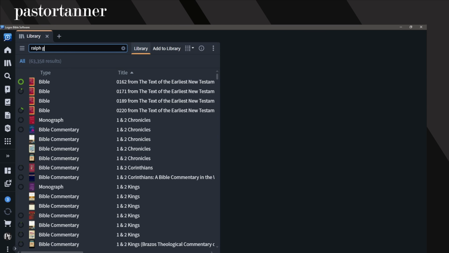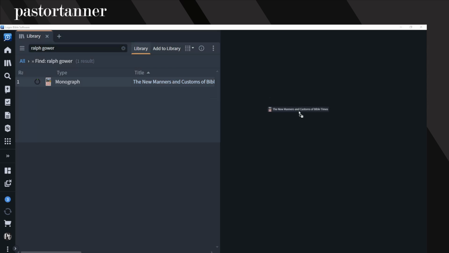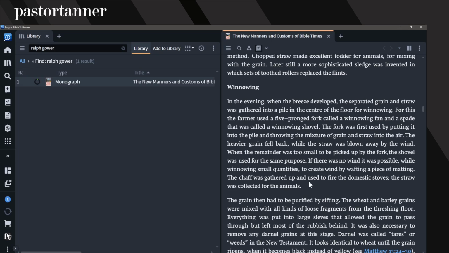Not only that, you're also getting the New Manners and Customs of Bible Times by Ralph Gower. I believe this is brand new to base packages this year, and I love that it's being offered here because you're going to be able to dig into a lot of what was going on in the early church or in the ancient times and just understand what these people's lives were like as they were living.